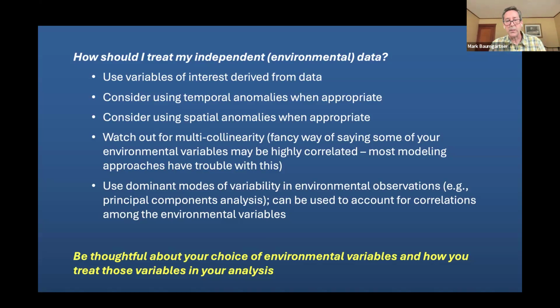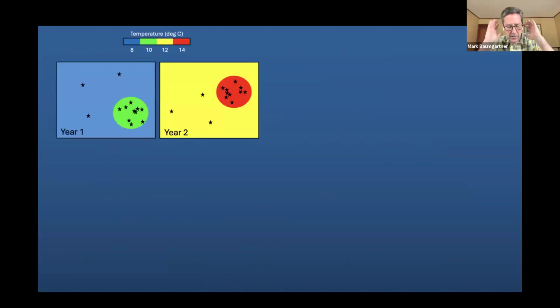But again, it's really important to be thoughtful about your choice of environmental variables and then how you treat those variables in your analysis. So let me give you a quick example of this. I'm not saying this is how you should treat your data. It's one way to think about treating your data, one permutation that you can use or test, and to think about, again, to be thoughtful. So let's just say you did a survey.